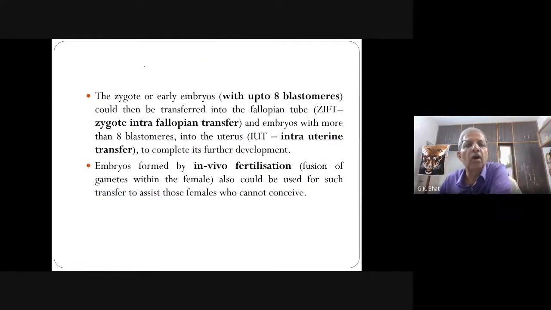The zygote is the cell formed when a sperm fuses with the egg. The zygote divides and forms early embryos: 2-celled, 4-celled, 8-celled. The early embryos with up to 8 blastomeres, 1 becomes 2, 2 becomes 4, 4 becomes 8, could then be transferred into the fallopian tube. Whenever an embryo up to the 8 blastomere stage is introduced into the fallopian tube, we call it ZIFT.